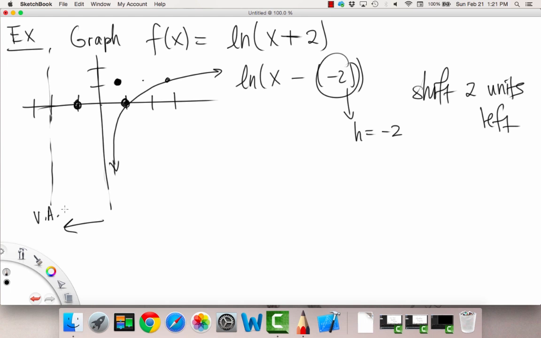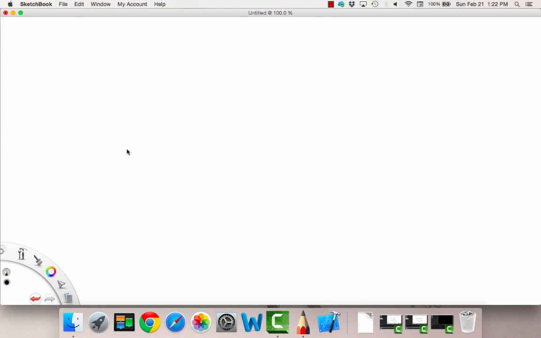So now our vertical asymptote is at x is equal to negative 2 instead of where it was at x equals 0. Okay, so now to draw a graph, we just draw it straight through there. And that second graph that I just drew is going to be our f of x, the one horizontally shifted to the left by 2 units.